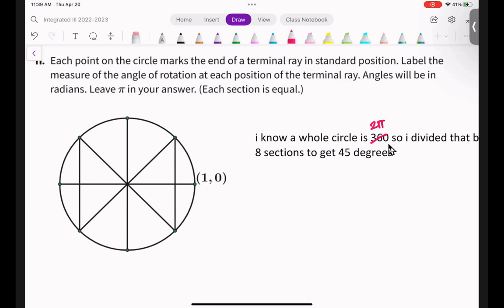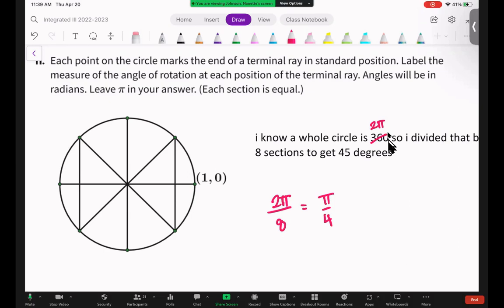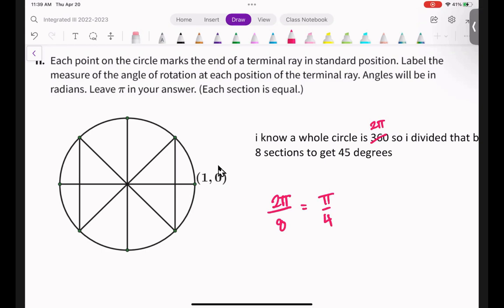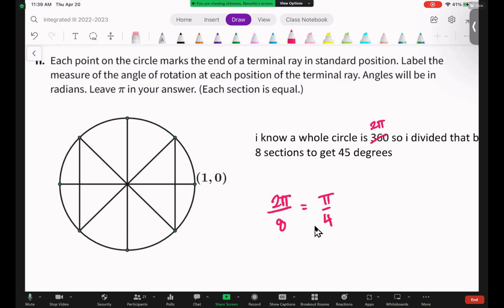Okay. So I divided that by 8. So I take 2 pi and I divide it by 8 and then I simplify. That's pi over 4. Okay. So someone said I found it in degrees and then I converted it. Right? So I converted first and then I did the same thing. So each of these sections is pi over 4. That's what I got.